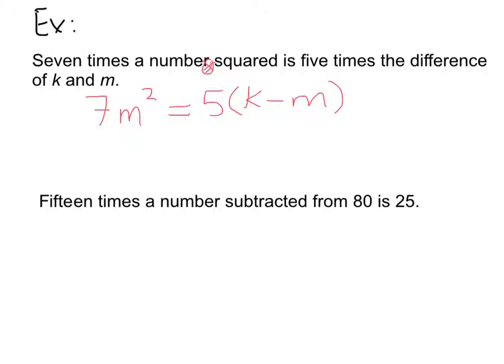Okay, 15 times a number subtracted from 80 is 25. So 15 times a number, but then subtracted from 80. So it's going to be 80 minus, and then that 15 times a number is 25.